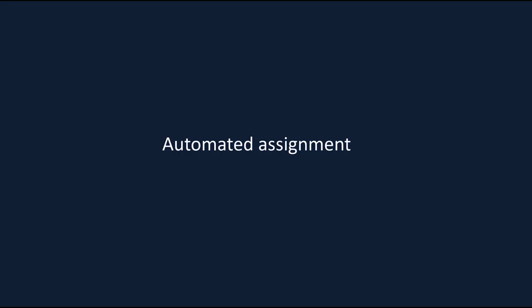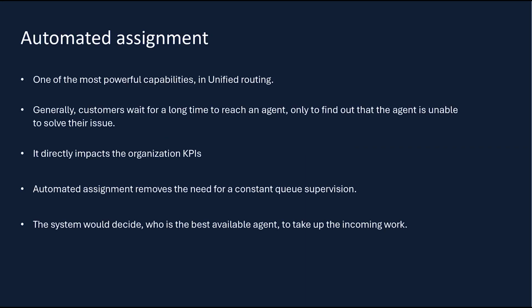After prioritizing the work items in the queue, now let's see how an agent would be automatically assigned to a work item. The automatic assignment is one of the most powerful capabilities in unified routing. One of the most common customer pain points is waiting for a long time to reach an agent, only to find out that the agent is unable to solve their issue. Then they are transferred to a different agent. So, a precise automated assignment directly impacts KPIs like first call resolution, customer satisfaction, and agent satisfaction.